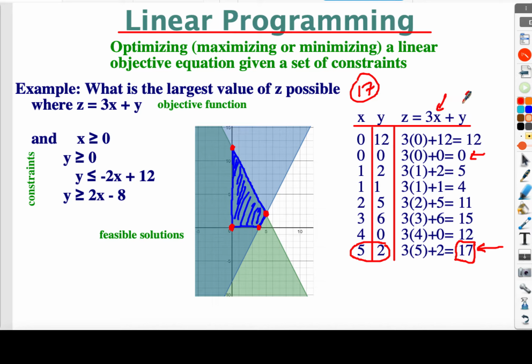If we're adding x to y, and in fact, we're tripling x before we add it to y, we want the point that's farthest to the right, but yet if we can gain a little bit from the y's, so maybe a little bit upward as well, we want that point because that's going to be our highest possible value. Now, maybe giving up a little bit of x would have gained us a little bit of y, so that's why, again, we want to check the extremes.